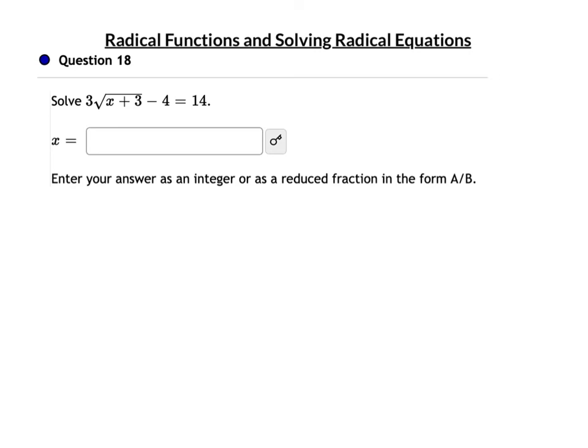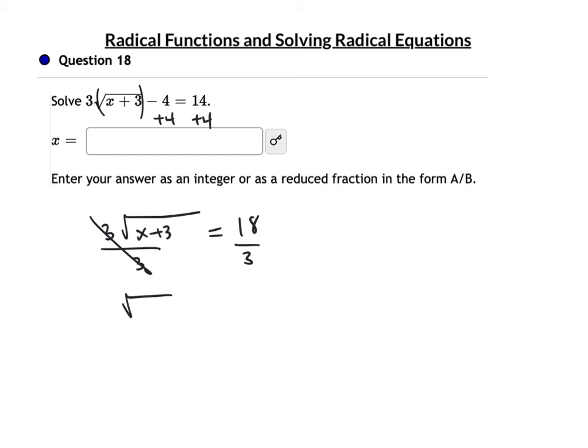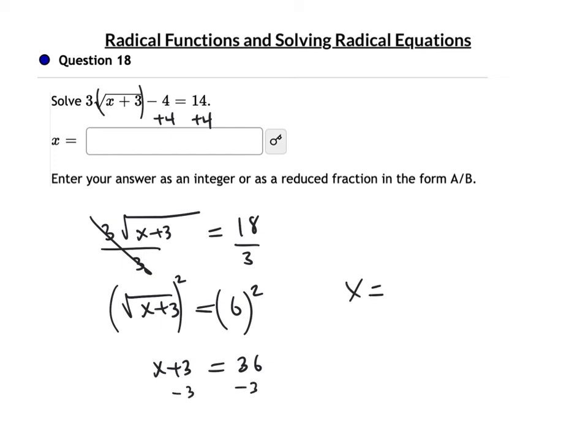On a question like this with a square root, you want to get the root by itself. So solve for it like it's its own thing. That means I need to add 4 to both sides. I get 3 times the square root of x plus 3 equals 18. And divide by 3. It cancels. I get the square root of x plus 3 equals 6. Now I can do the inverse to get rid of that square root. And I'll square both sides, and those cancel each other out because they are inverses. That's x plus 3 equals 36. Take a 3 off each side, and x will be 33.